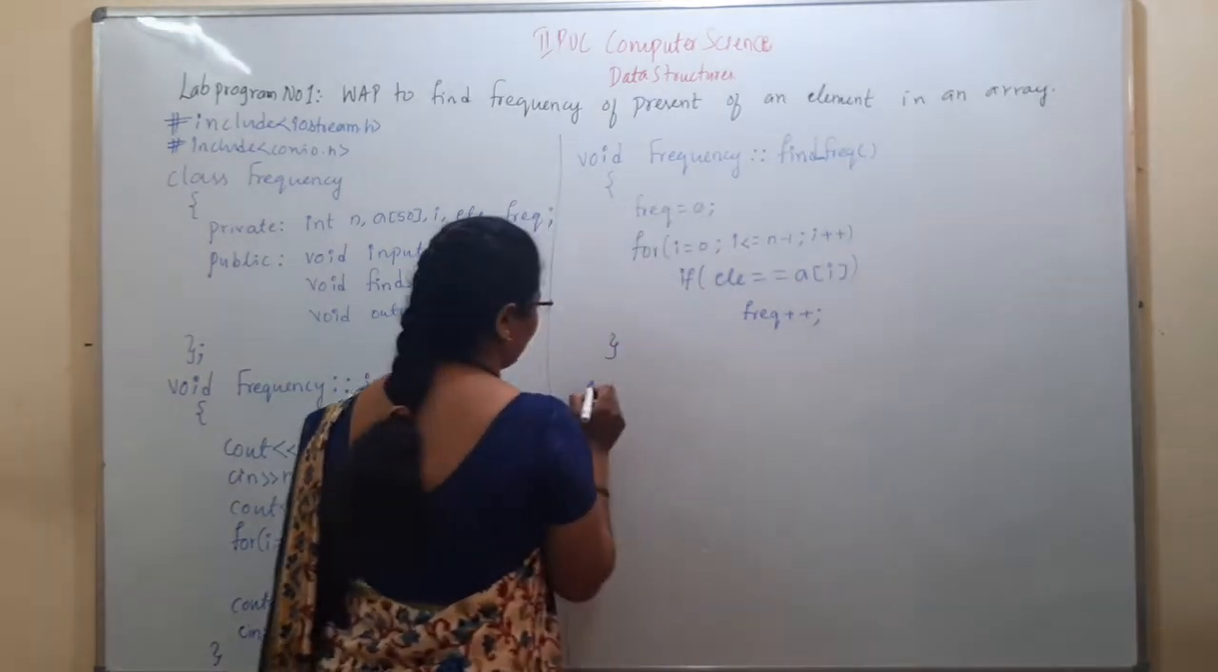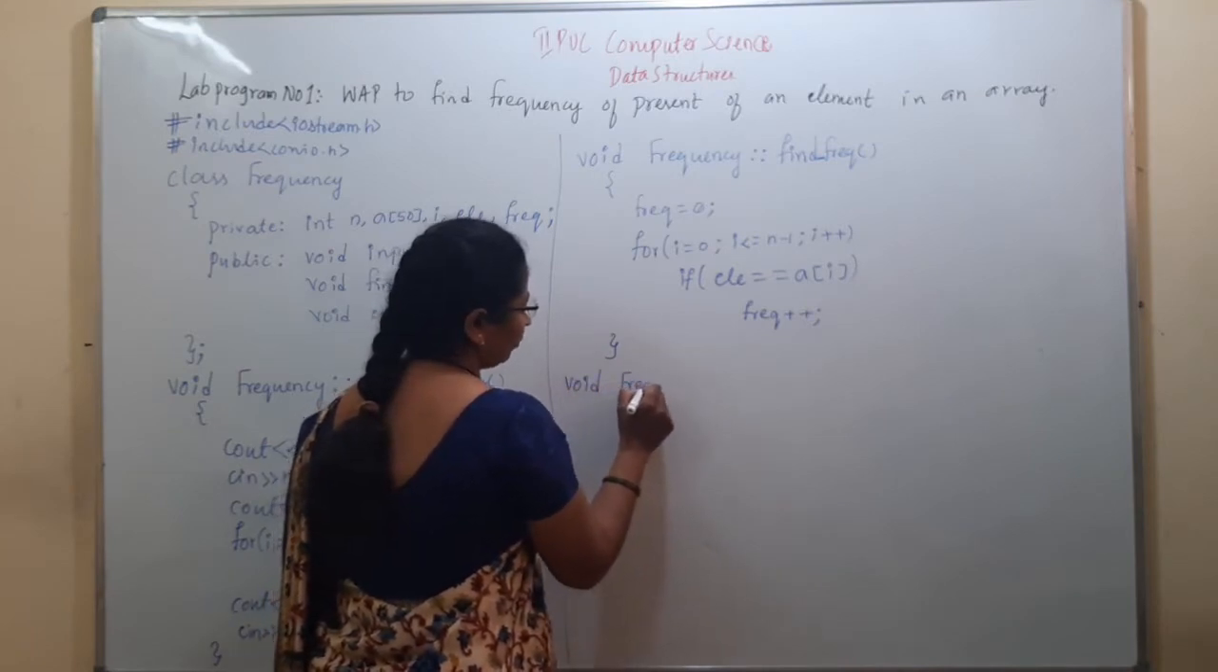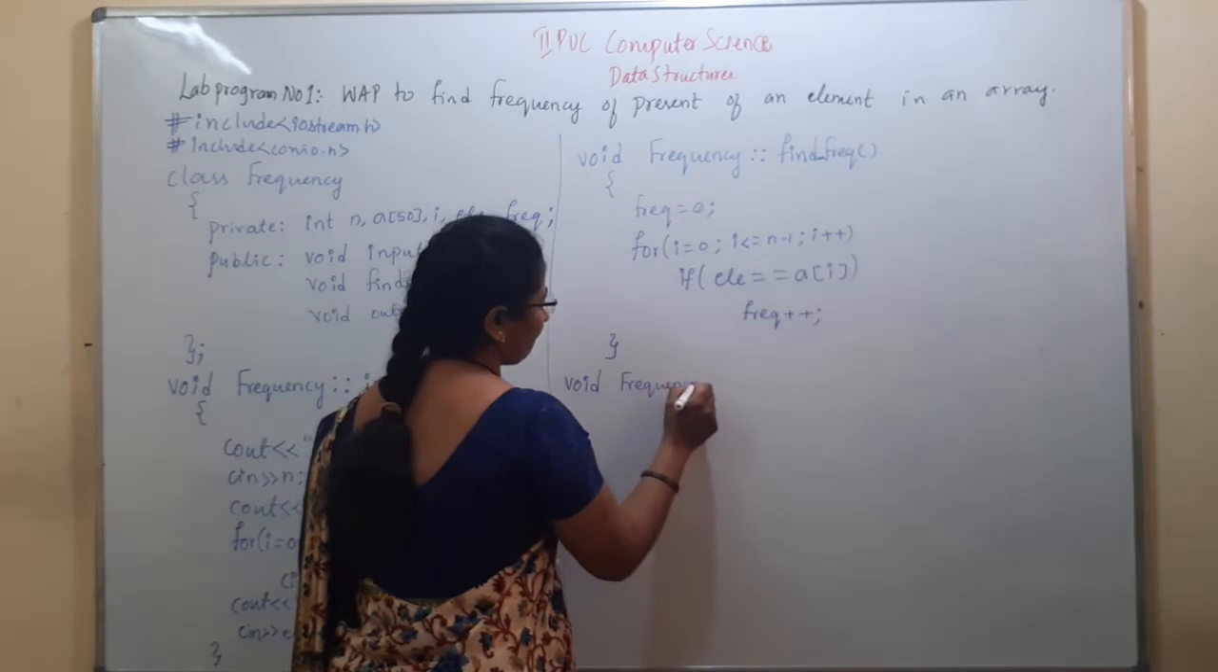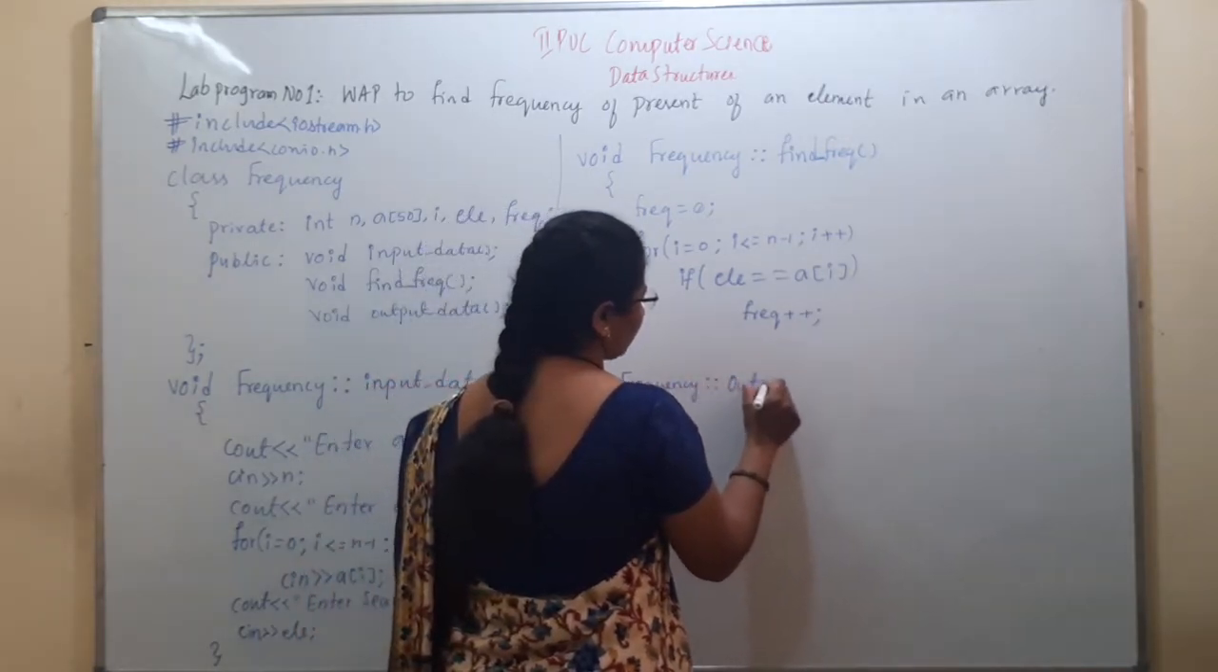Okay. Then write the output function, void frequency, scope resolution operator, output_data.